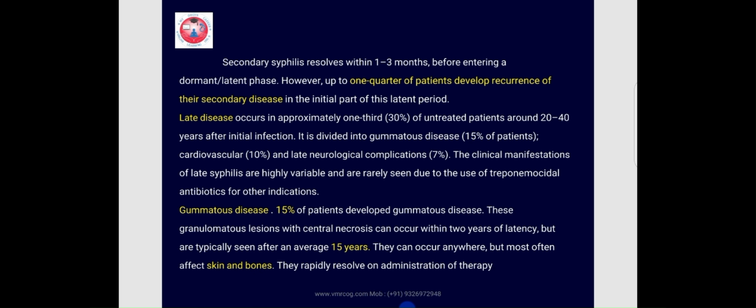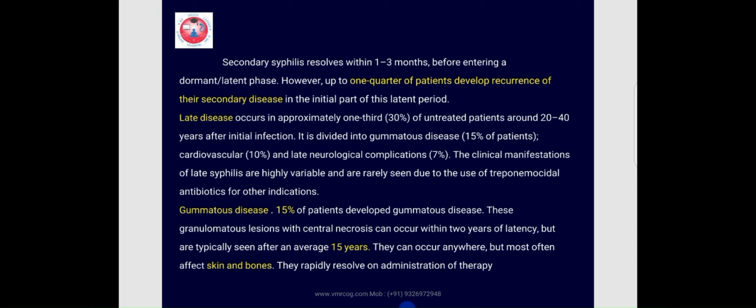So secondary syphilis will resolve over a period of 1 to 3 months before entering into a dormant or latent phase. However, up to 1/4 of patients will develop a recurrence of the secondary disease in the initial part of the latent period. We have already seen that 25% of the patients, once they land up in the early latent phase, in the initial part, there will be recurrence of the secondary syphilis.